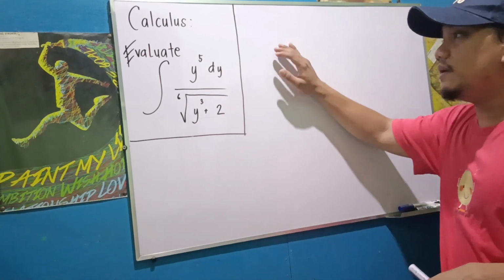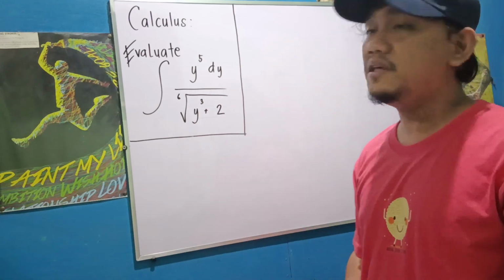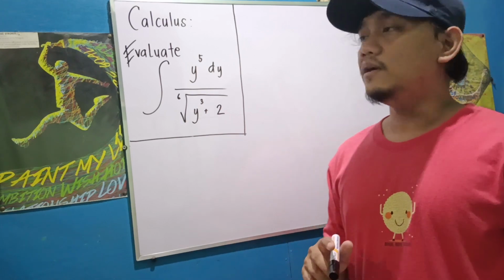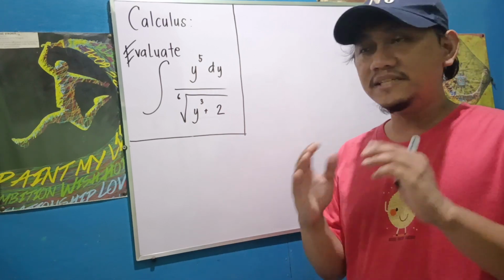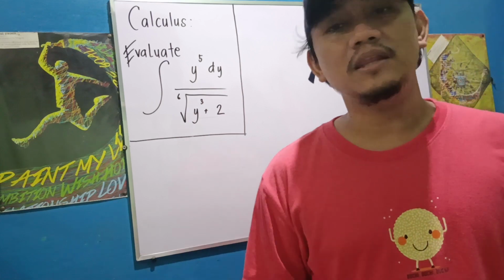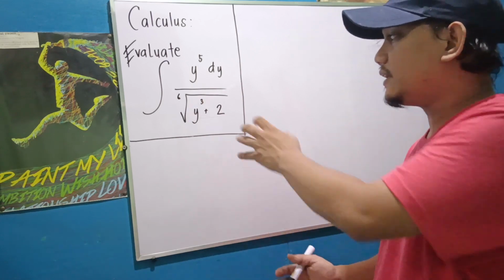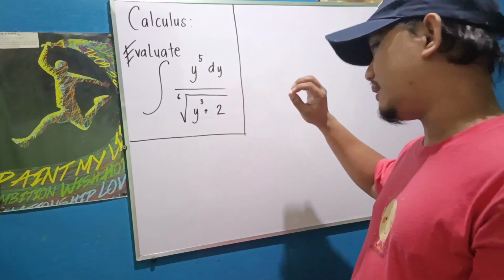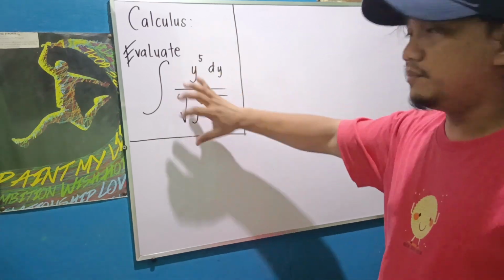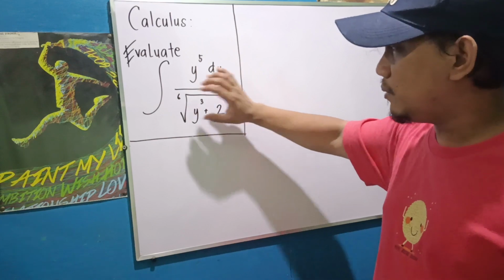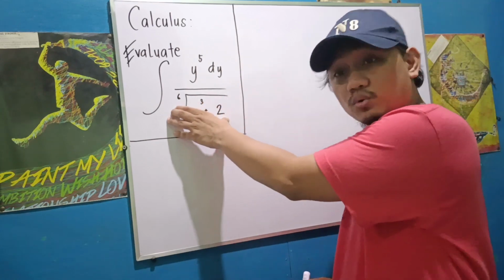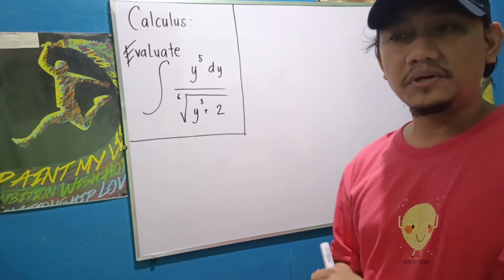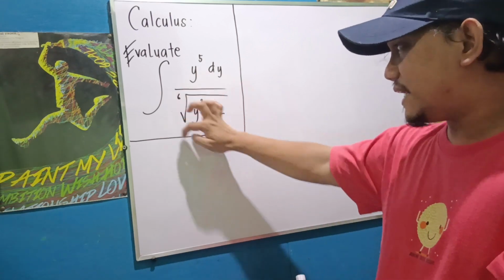So ito yung problem. Evaluate the integral of y to the 5th dy all over the 6th root of y³ + 2. So, ang first glance or ang first thinking natin dyan, especially those taking integral calculus, is titignan natin ano po ba yung complicated na expression sa mismong given. Dito mapapansin nyo, may 6th root. So, ang ililet natin dito, ang algebraic representation natin dito is yung complicated, which is itong nasa ilalim.